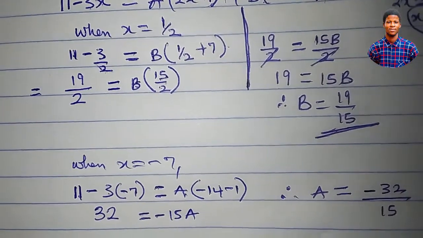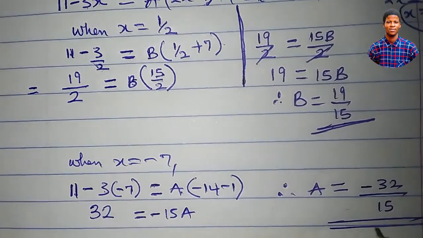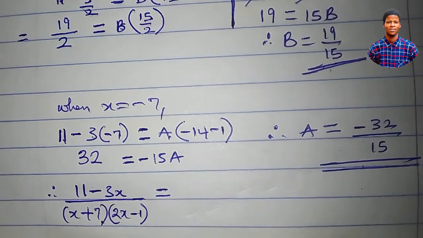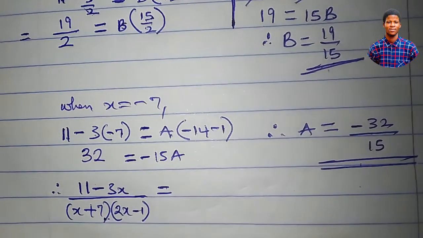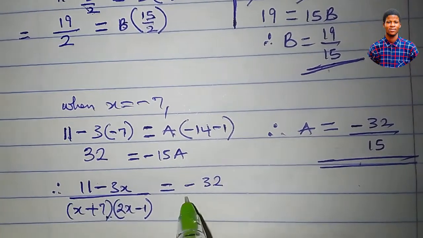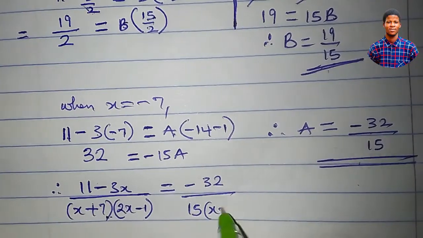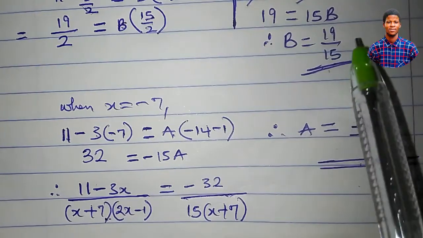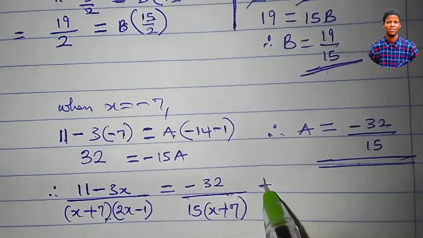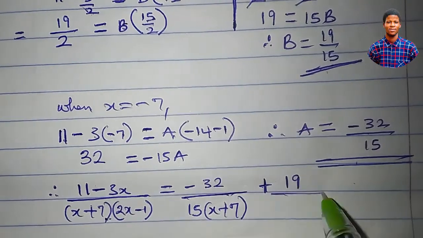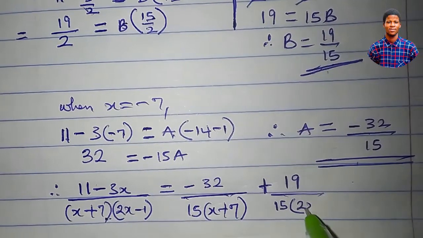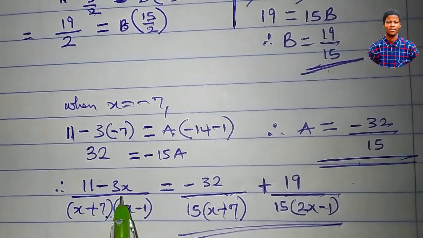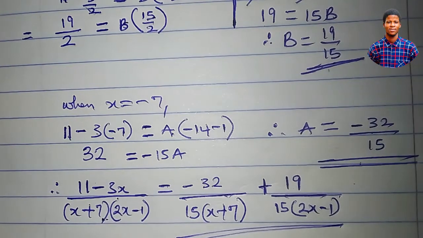If you divide both sides by 15, you'll get this. So this is our A, this is our B. And so the partial fractions are A all over x plus 7, and this is our A, minus 32 all over 15 times x plus 7. Remember this from the first example. Then our B is 19 over 15, so 19 all over 15 times 2x minus 1. I've succeeded in expressing this in terms of its partial fractions.